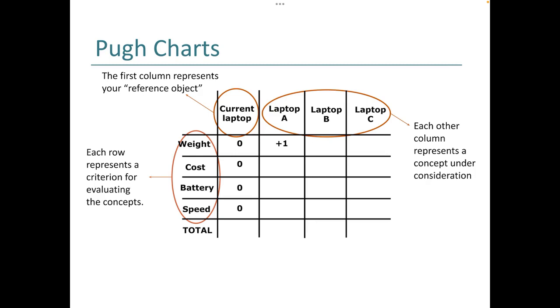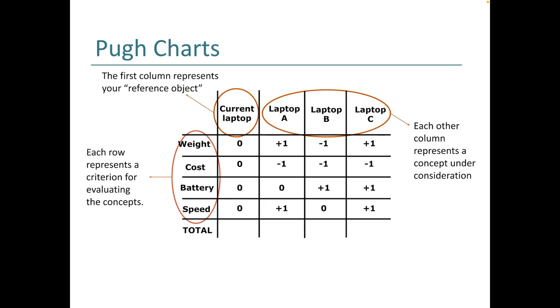And then you would score laptop A in the different categories. So you can see that laptop A has a +1 for the weight, so maybe it's lighter. It's got a -1 for cost, so that means it costs more. Its battery life is the same, and it's got a +1 for speed, so it's faster. And then you would score your other laptops.